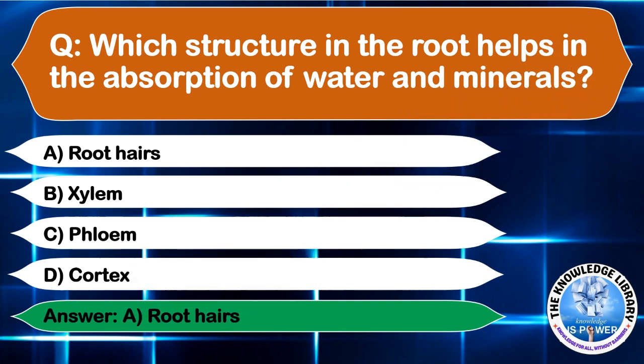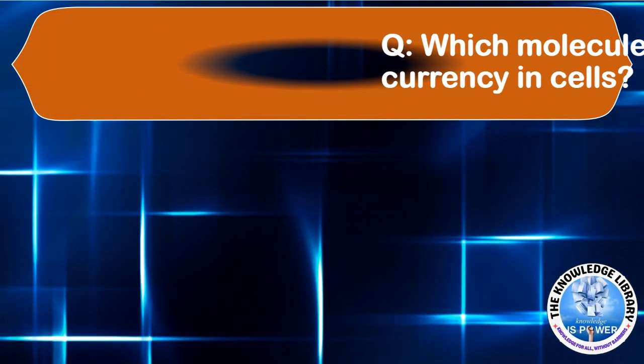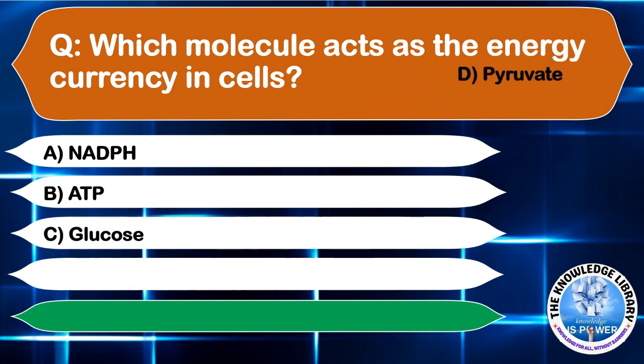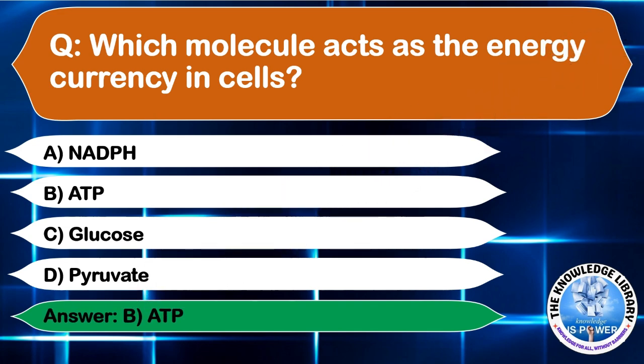Moving to the next question. Which molecule acts as the energy currency in cells? Option A, NADPH. Option B, ATP. Option C, glucose. Or option D, pyruvate. The correct answer is option B, ATP.